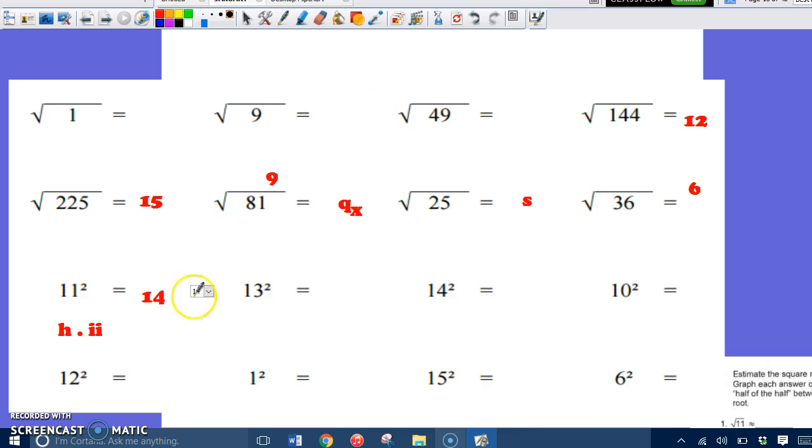So you're doing the opposite of what you see here. 121. There you go. So 13 times 13, 169. 14 times 14, 196. 10 times 10, 100. 12 times 12, 144. 1 times 1, 1. 15 times 15, 225. 6 times 6, 36. Voila, you get the idea, okay?